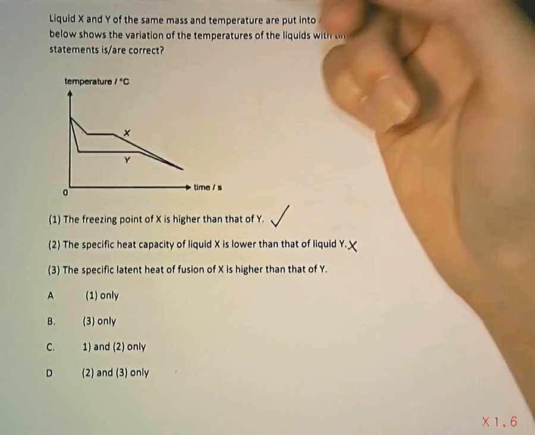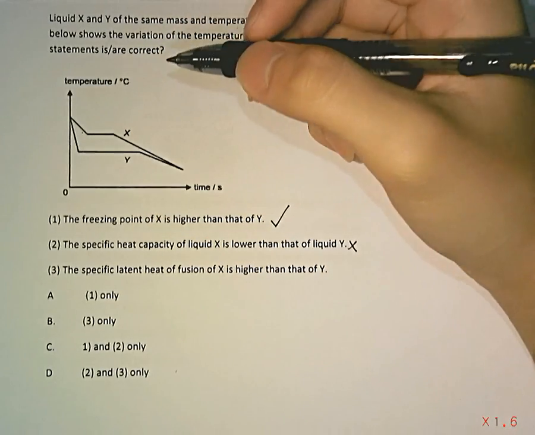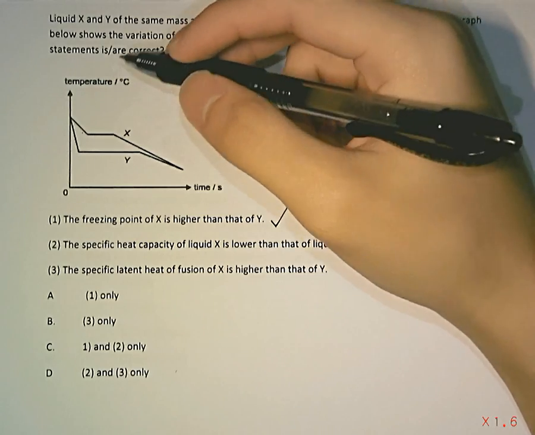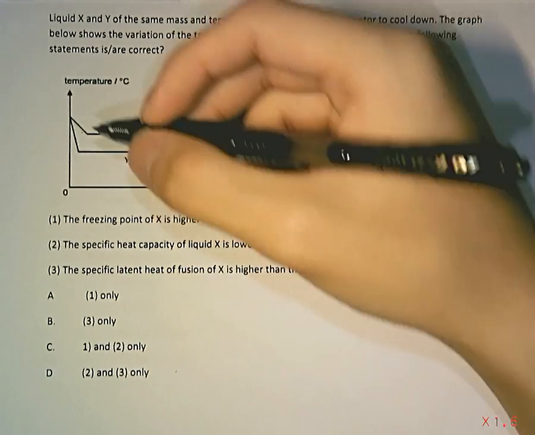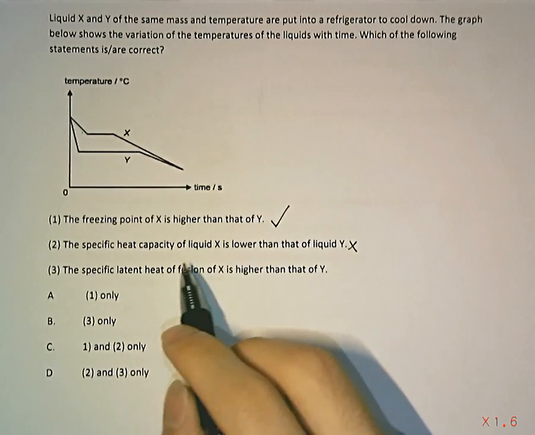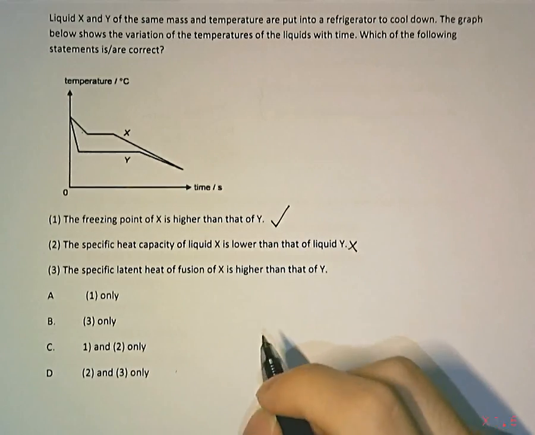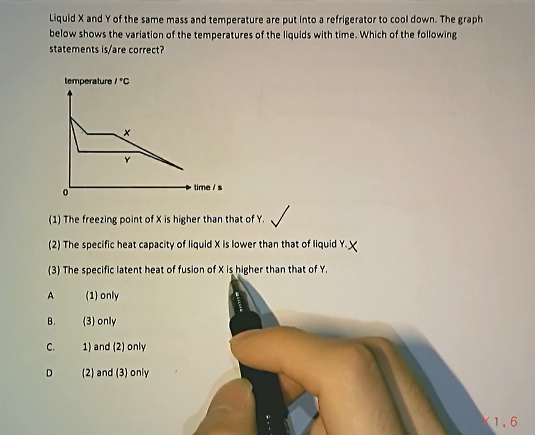And the steeper our line, that just means that we have a lower specific heat capacity. So liquid X is the one with the less steep line, so it is the one with the higher specific heat capacity. So statement 2 is wrong. Now how about specific latent heat of fusion?